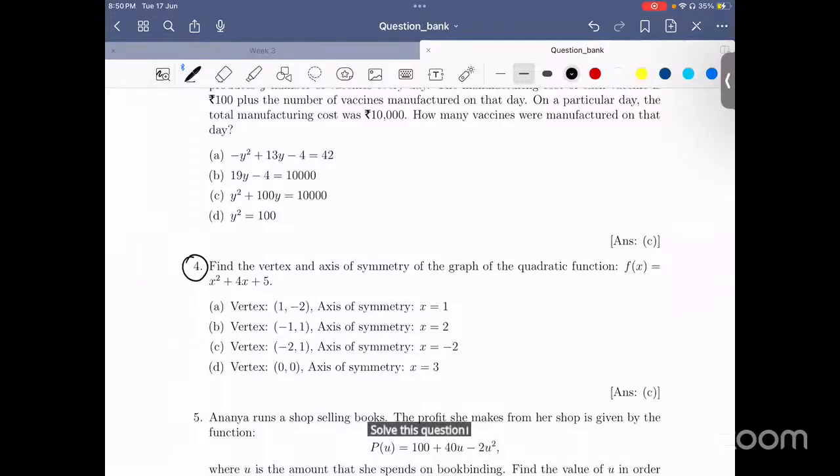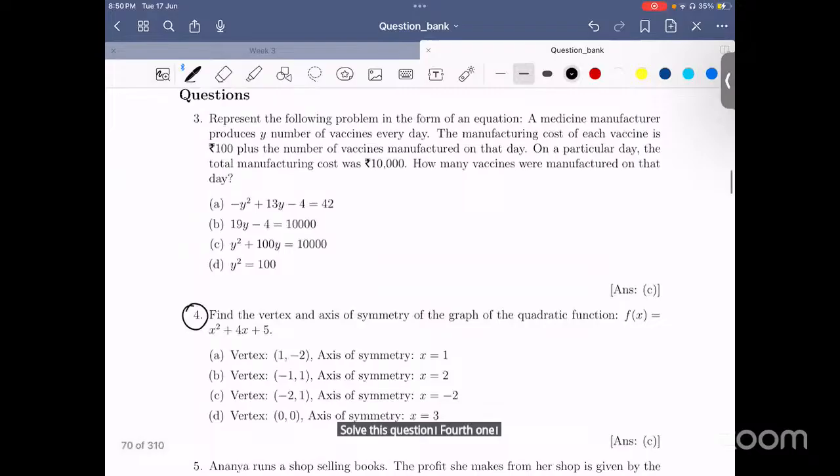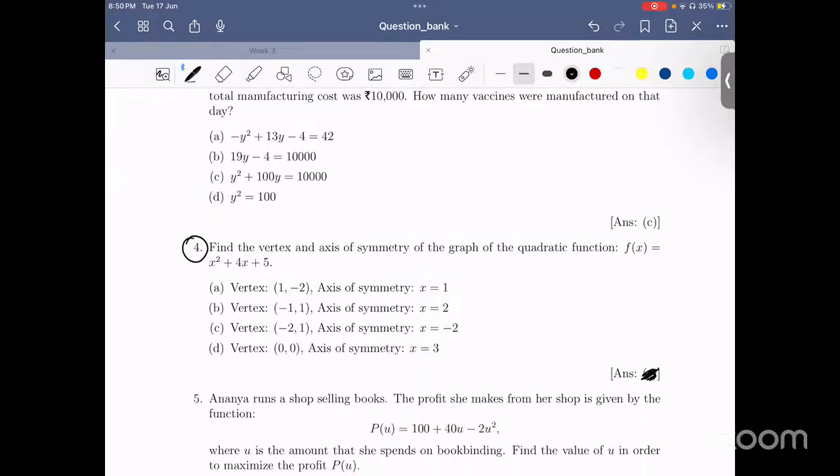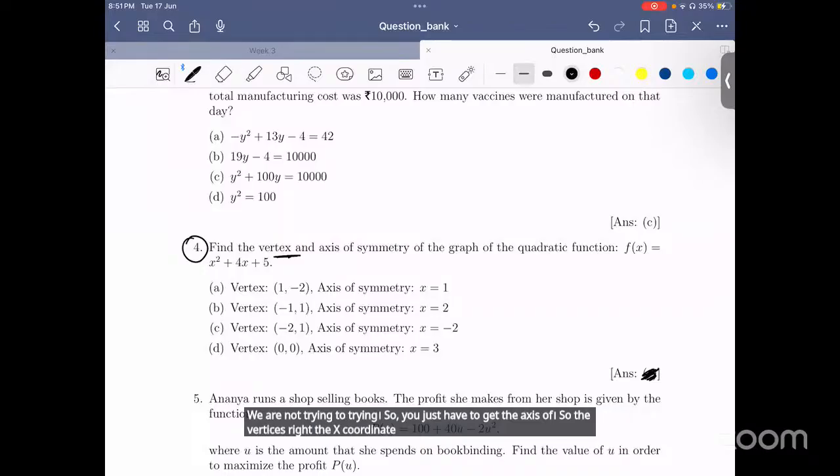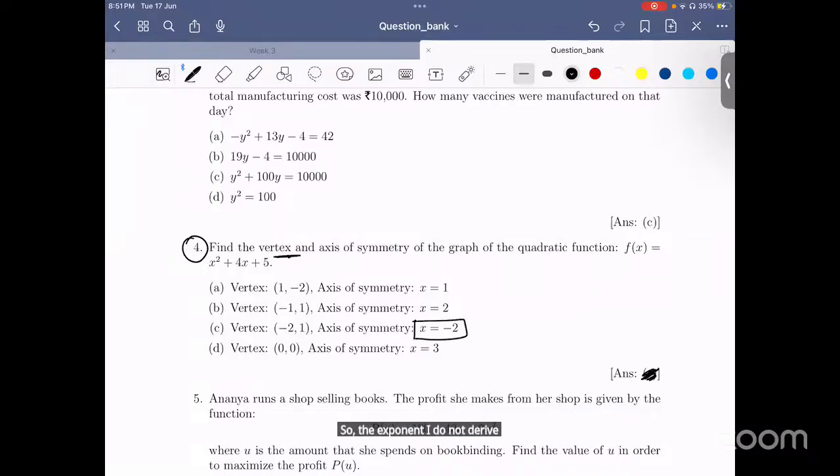Okay. Solve this question, the fourth one. Option C. Everybody got it right? You just have to get the x coordinate of the vertex. The x coordinate, I told you, is x equals minus 2.